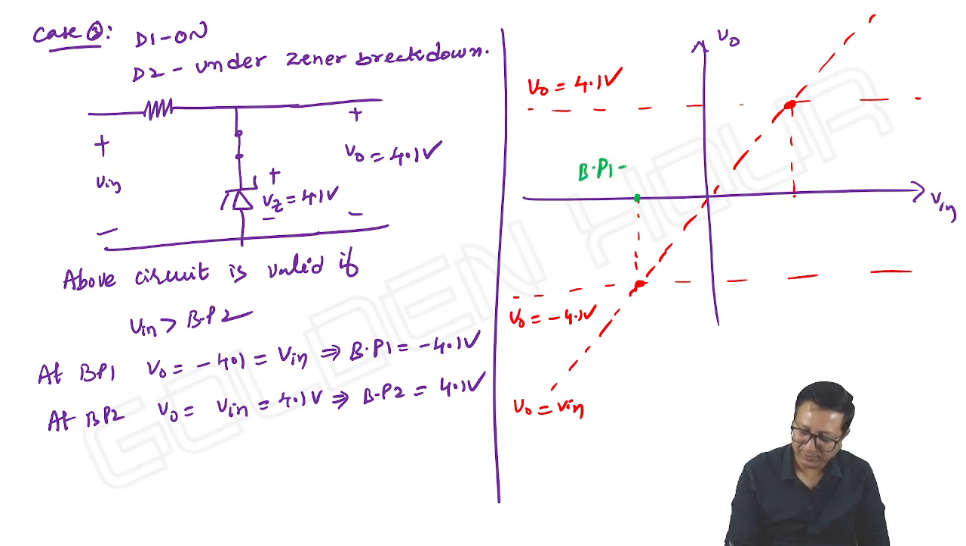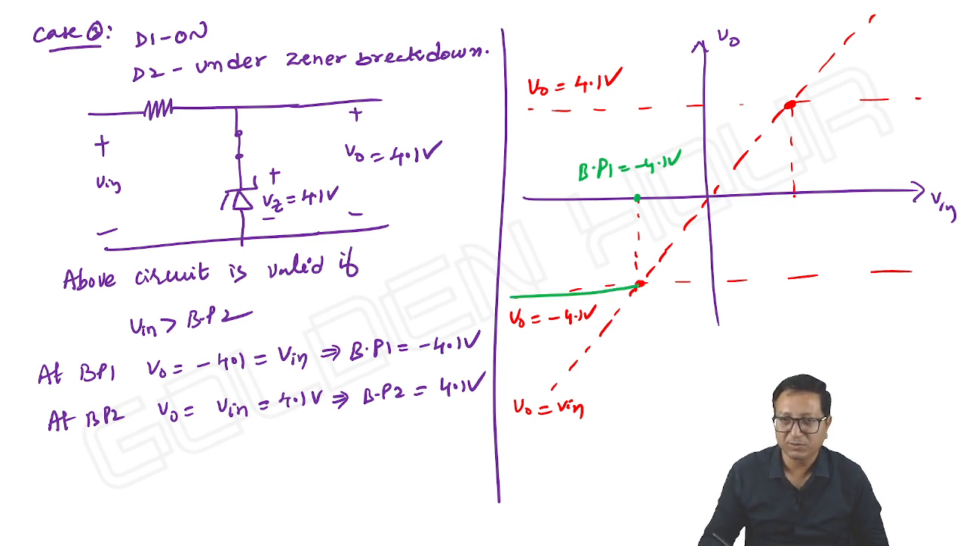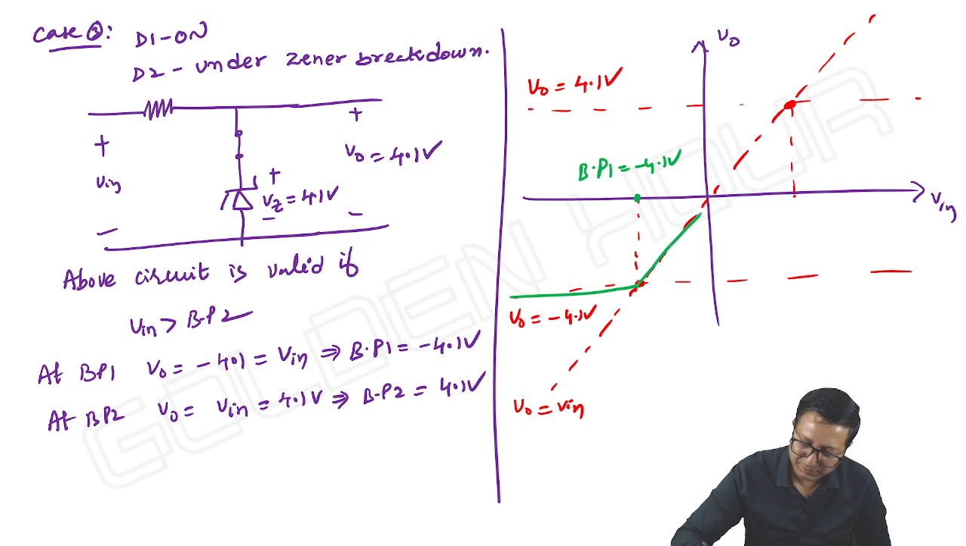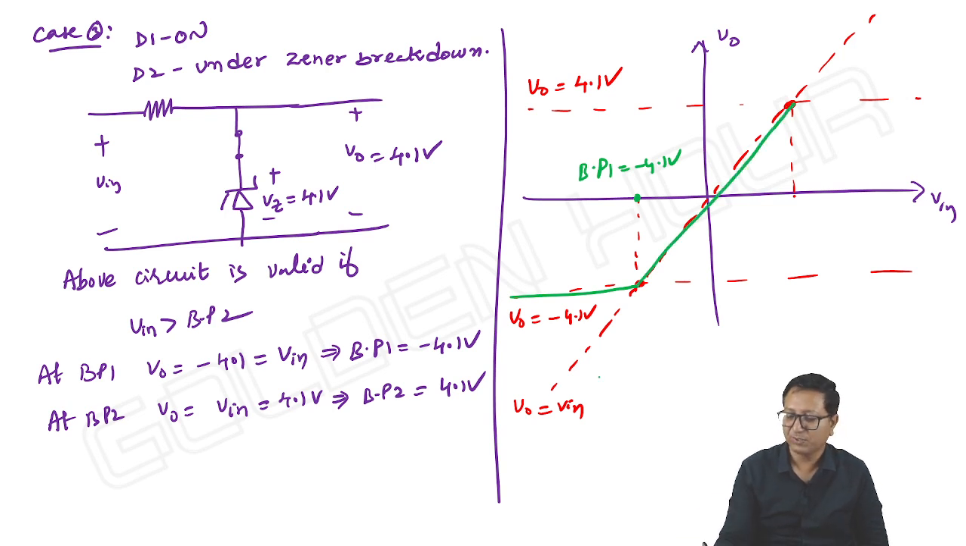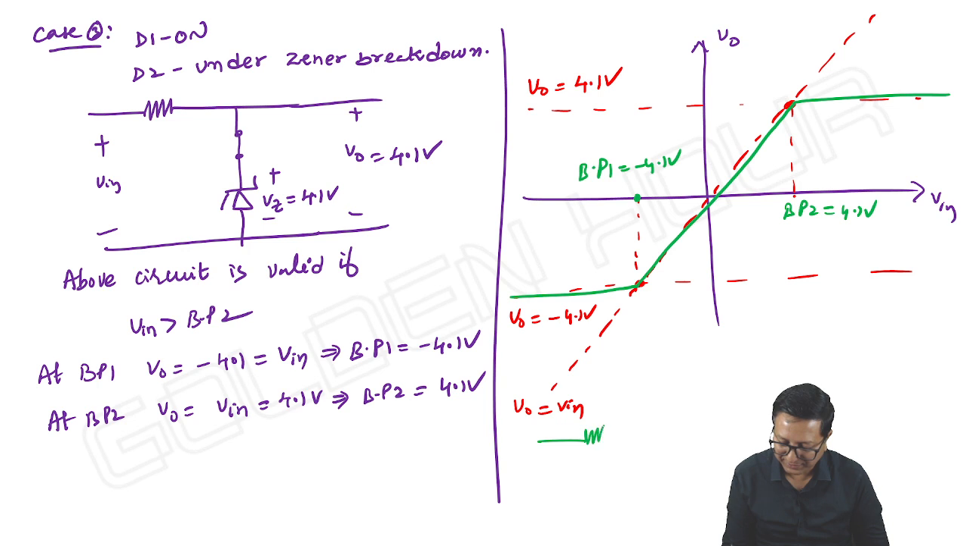Breakpoint 1 is equal to minus 4.1 volt. Input less than breakpoint 1, output is equal to minus 4.1. And in between breakpoint 1 and breakpoint 2, output is equal to input. Input greater than breakpoint 2, output is equal to 4.1. That's it. With the two Zener diodes, we can see this result, which means this is equivalent to a circuit of this kind.